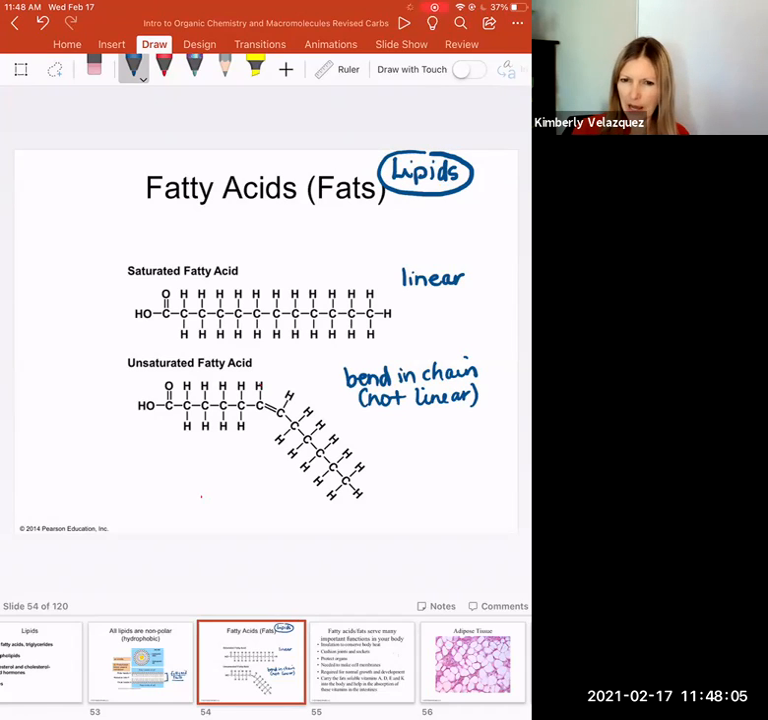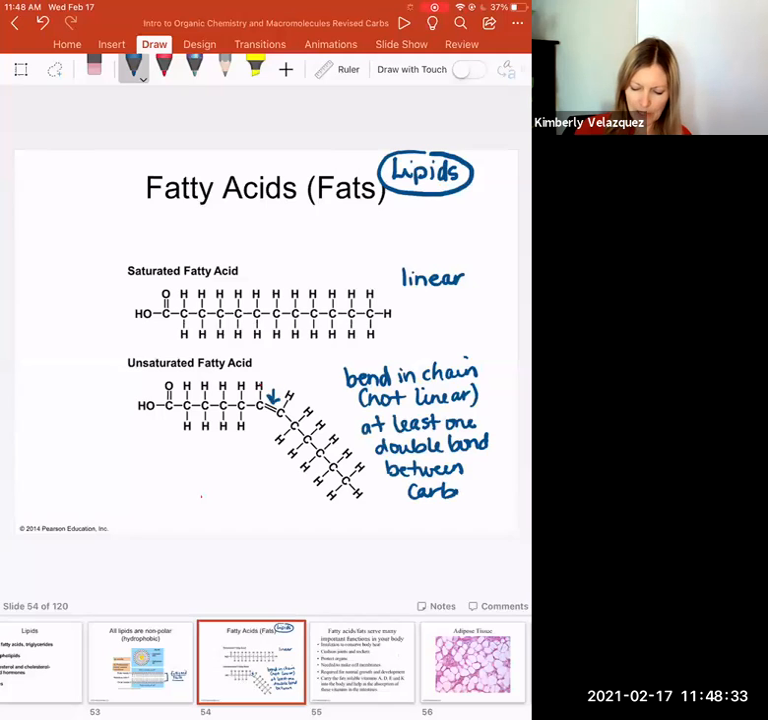The reason the bottom one has a bend in the chain is because of that double bond between those carbons right here. And unsaturated fatty acids have at least one double bond between carbons. If you compare that with the saturated fatty acid at the top, you can see that saturated fatty acid does not have any double bonds between carbons. It's all single bonds.